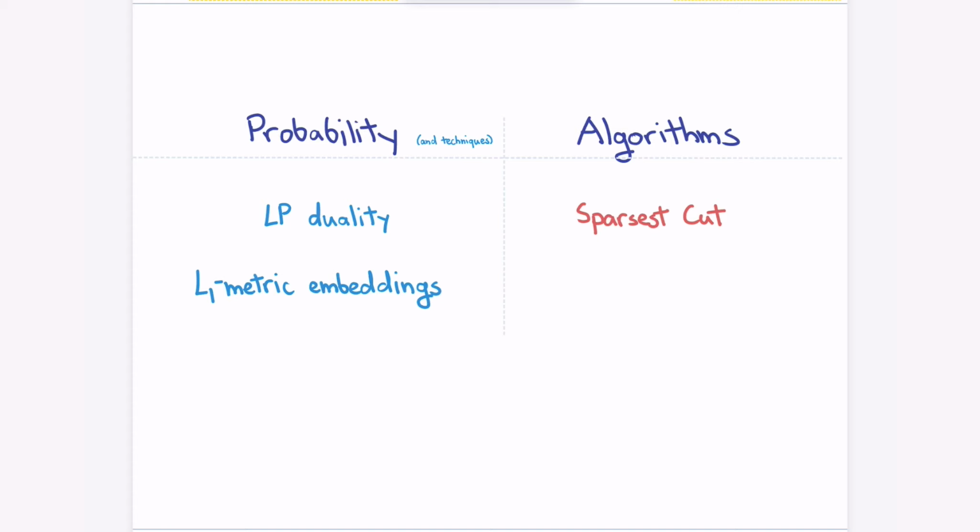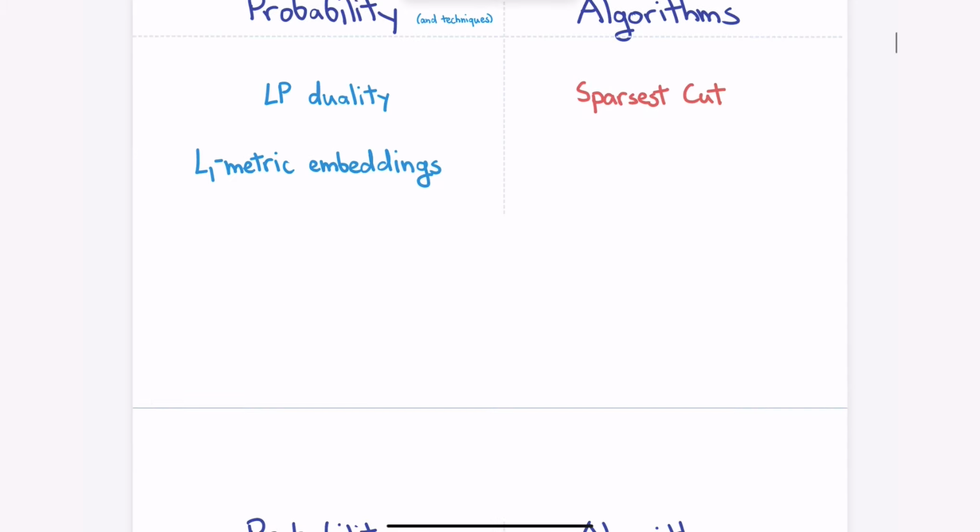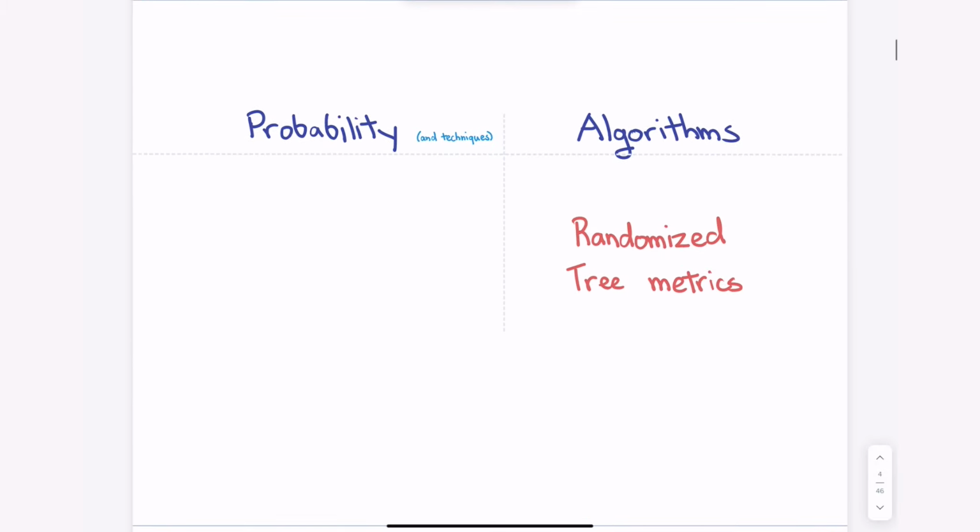Okay, so this connection, yeah, cuts and L1 metric embeddings have this nice thing. So today we'll do another kind of embedding, into trees instead of into lines.